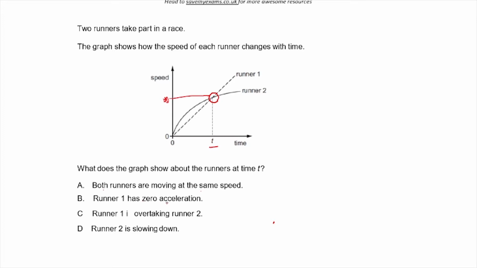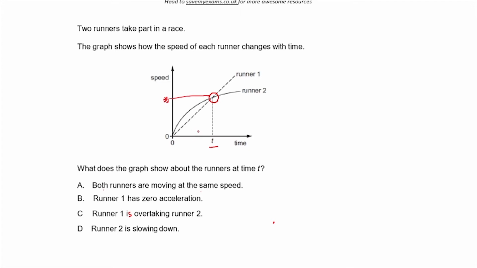Runner 1 has 0 acceleration. Well, if you look at runner 1, no. His acceleration is not 0. It is constant. Runner 1 is overtaking runner 2. Well, we can't determine that runner 1 is overtaking runner 2 because we do not have any information regarding their relative positions.